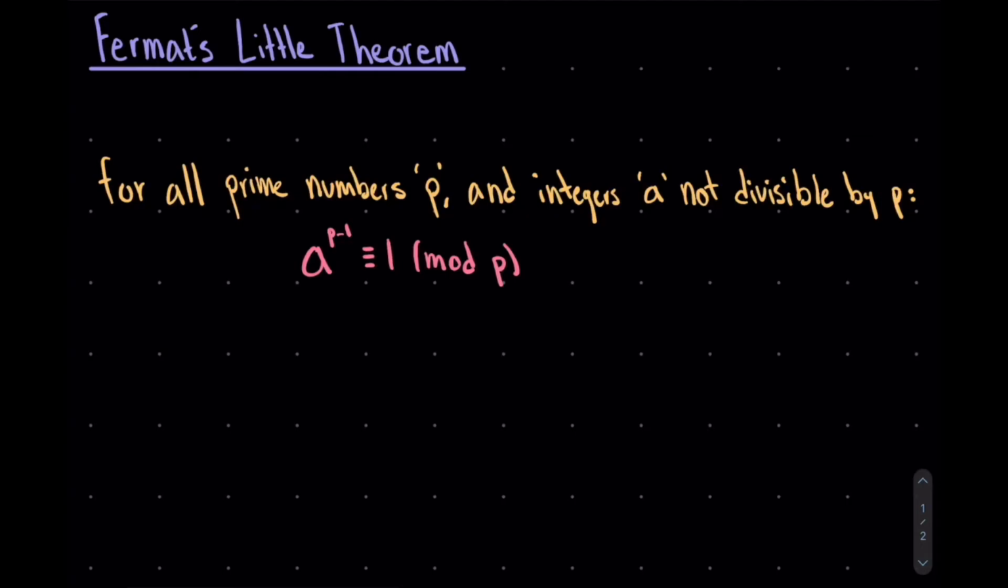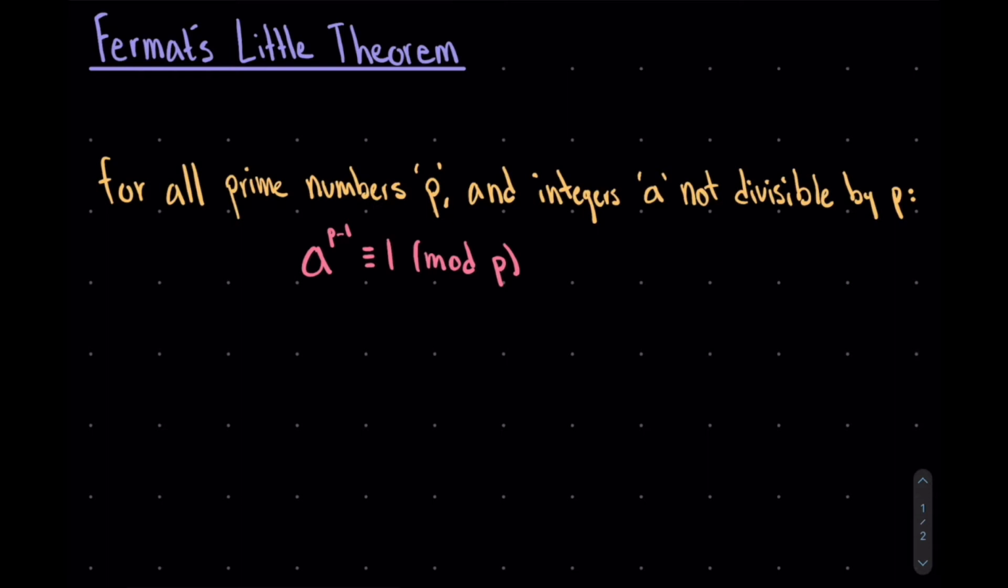So Fermat's little theorem reads as follows. For all prime numbers p and integers a not divisible by p, we have that a to the p minus 1 is congruent to 1 modulo p. These three dashes just mean congruence, and basically you could think of congruence as saying that the remainder when dividing a to the p minus 1 by p is going to be equal to 1.